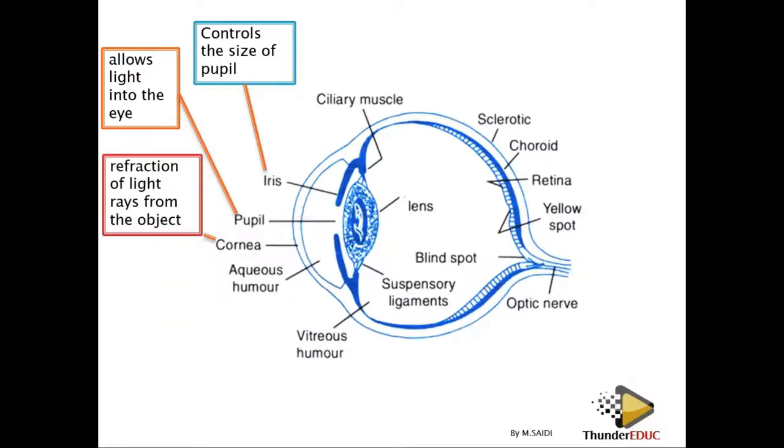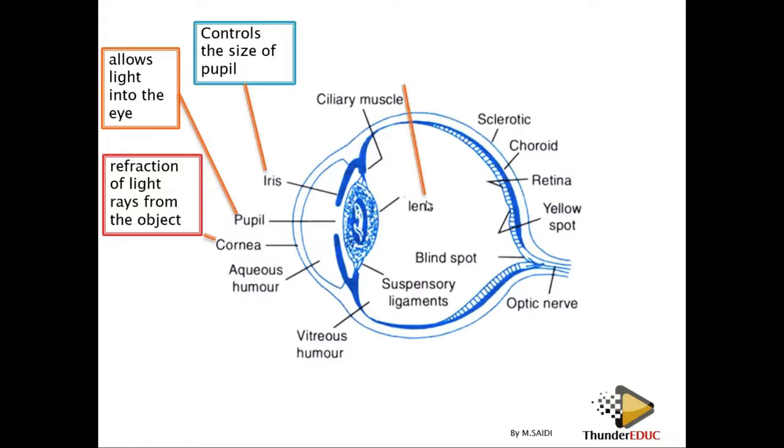So what causes that? It means that when the iris pulls away from each other, the size of the pupil becomes big. Then when it comes next to each other, the size of the pupil reduces. So when the pupil size increases, it means that more light will enter the eye.